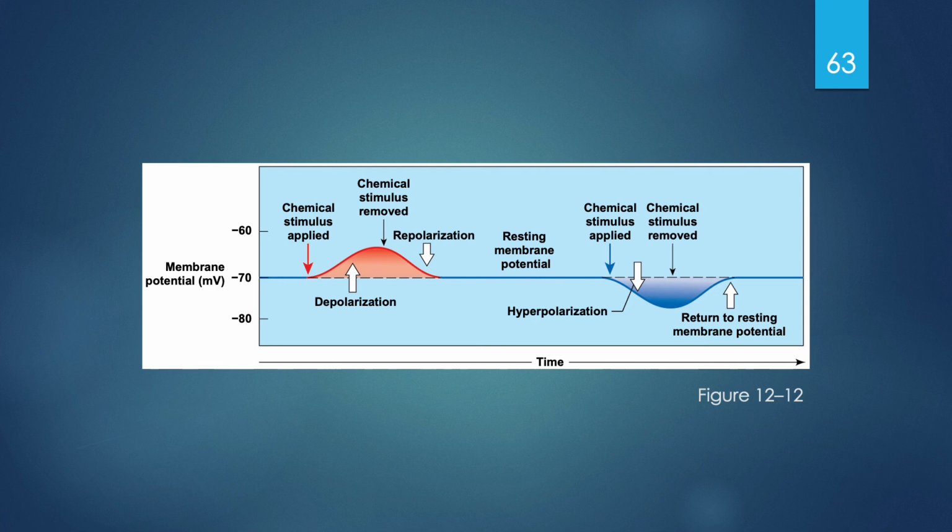So now we're at our resting membrane potential again, but a different chemical stimulus is applied over on the right. And you'll see here that the line dips down closer towards 80, so it's actually becoming more negative, and that's considered hyperpolarization. And then once we finally remove that stimulus, then it will return to a resting membrane potential and be repolarized.